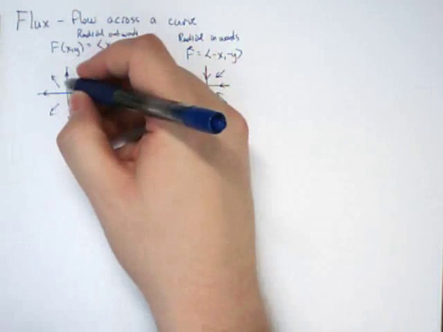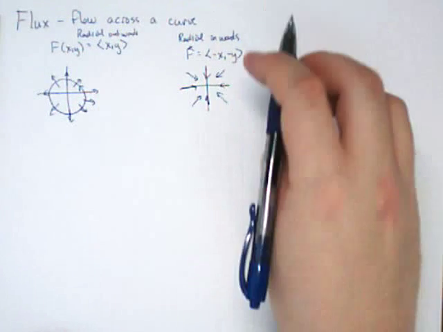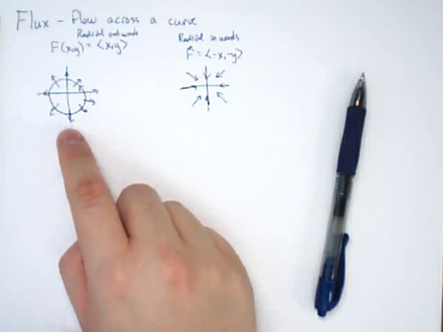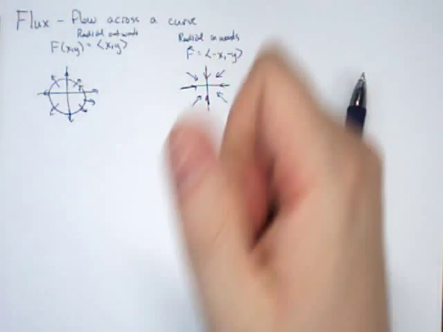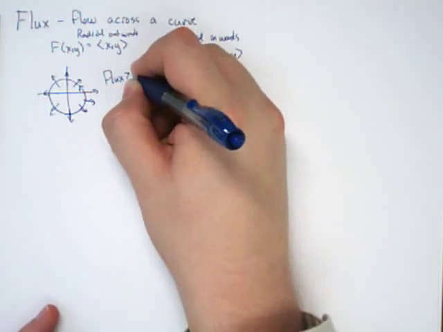With this vector field right here, if I were to take some curve and go around a curve, the question is, does this field cause fluid flow? If you think of the vectors as fluid flow, are those things flowing out or into the circle? And in this case, they're flowing outward. Hence, we say the flux is positive.